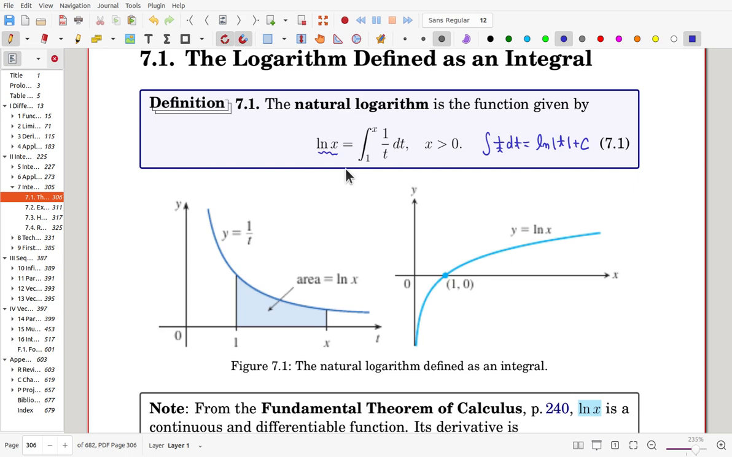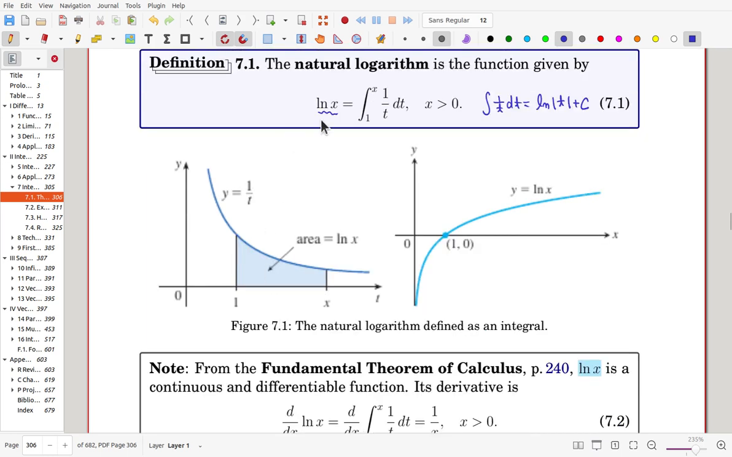Then we can get such an interpretation. For the curve y equals 1 over t, the integral means the area between 1 and x. So the area here is now logarithm x. Once x is less than 1, then the area must be negative, as in this figure. So along with this definition, we can interpret logarithm x in terms of the area.